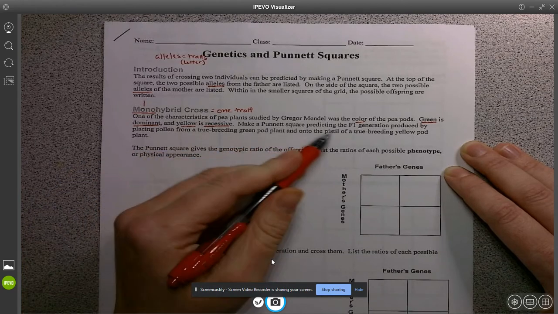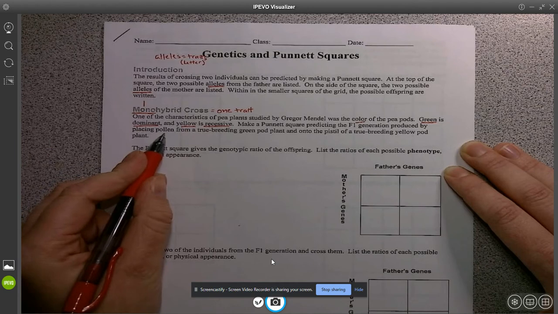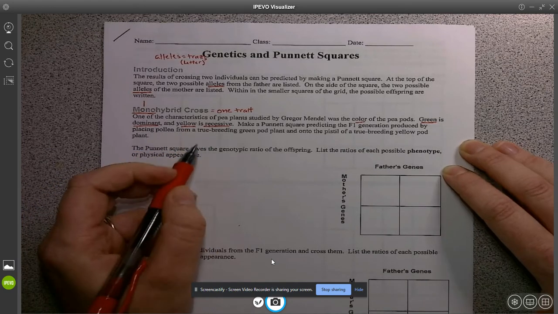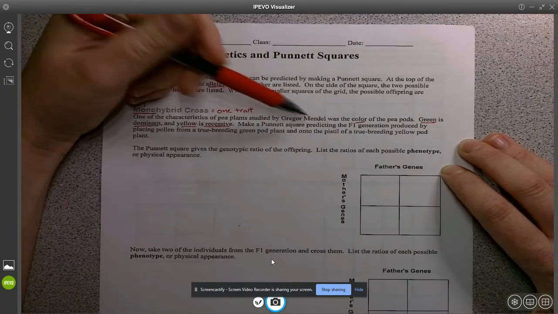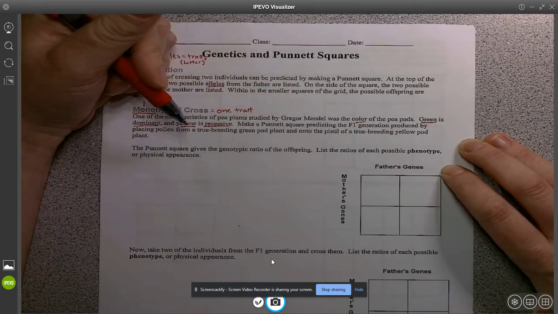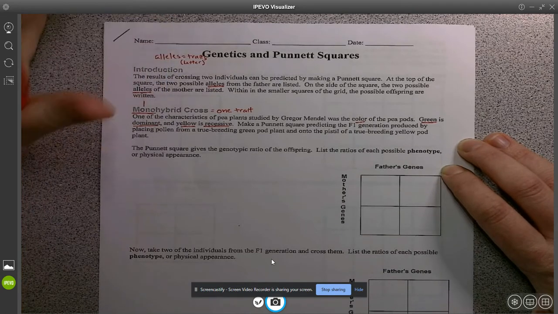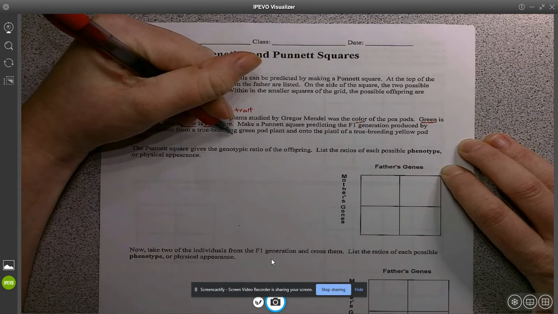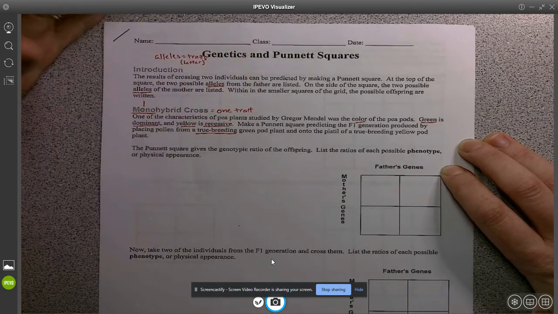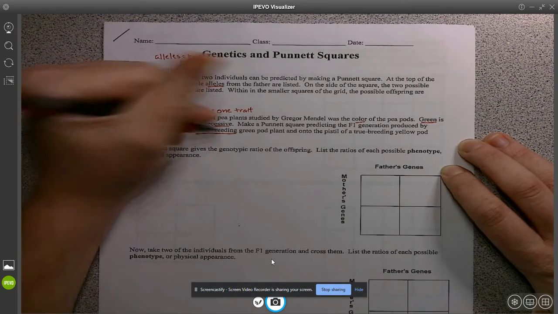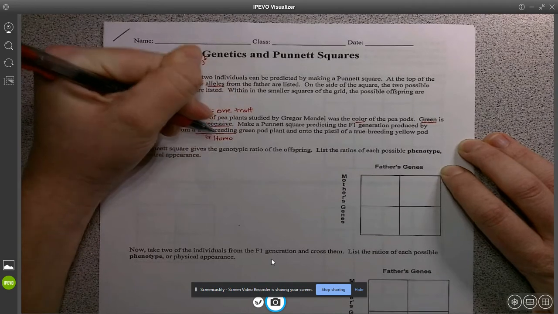Make a Punnett square predicting your F1 generation produced by placing pollen from a true breeding green pod plant into a pistil of a true breeding yellow pod plant. There we go. True breeding, this is a phrase that's important. It's a good clue to look at. So true breeding means it's going to be homozygous. So I'm going to put homozygous. Remember, the prefix homo means same.